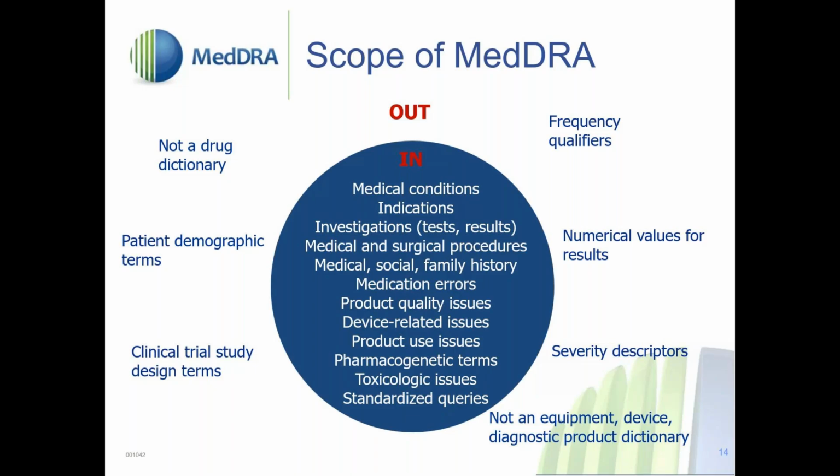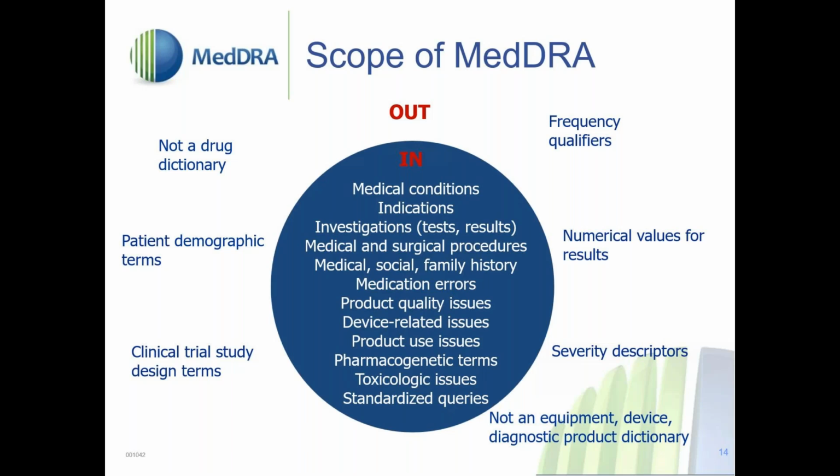So when you say this event occurred frequently or rarely or X number of times, there are a few handful of terms in MedDRA that include, for example, intermittent, but frequency is not in the scope of MedDRA. Same for severity descriptors like mild, moderate, severe. These are not typically in MedDRA. There could be also exceptions to that with a few handful of terms like mild versus severe mental retardation.